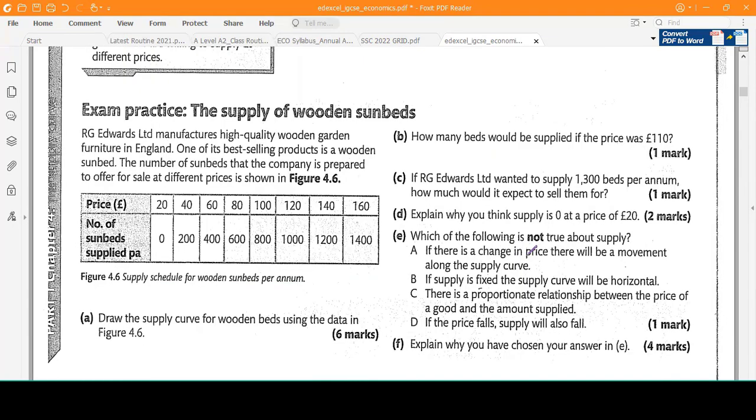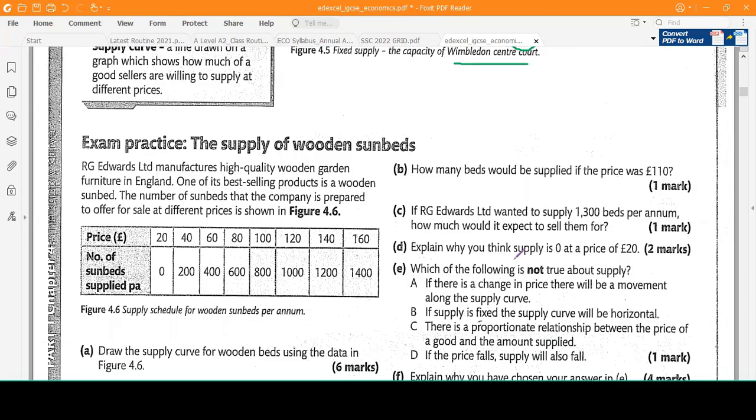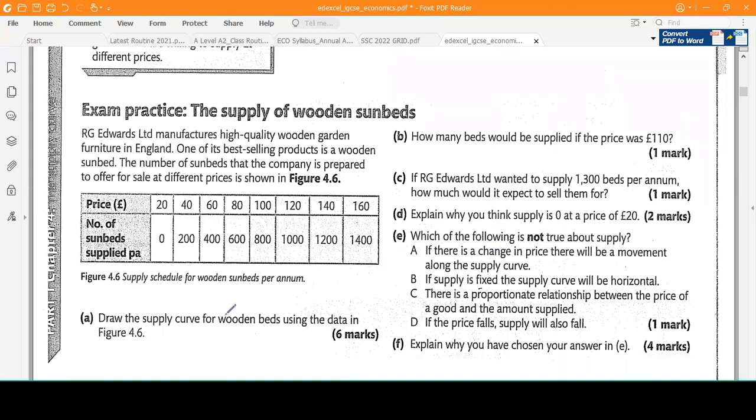So actually, we're done with this chapter. Chapter number 4 had only 2 concepts left: movement along the supply curve and fixed supply. Now what you can do is go through and read them all, make sure that you have completed it, and then you have a homework. Previously, in the last class, there was a homework of drawing the supply curve only, number A. But now, since we have completed the chapter, from B to F will be the new homework. So complete that and submit within 2 or 3 days.